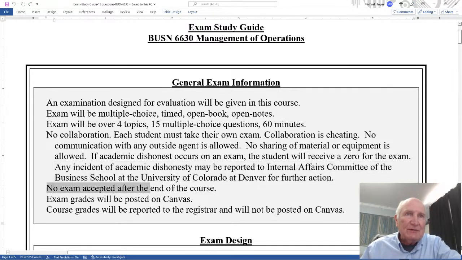No exam accepted after the end of the course. Exam grades will be posted on Canvas. Course grades will be reported to the registrar and not be posted on Canvas.